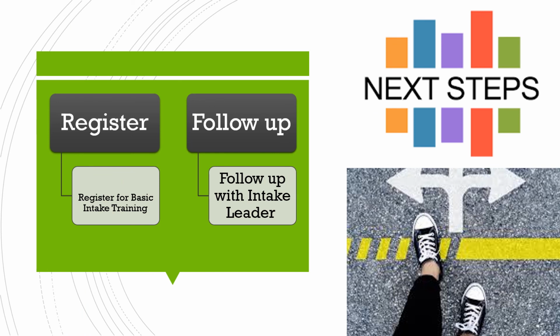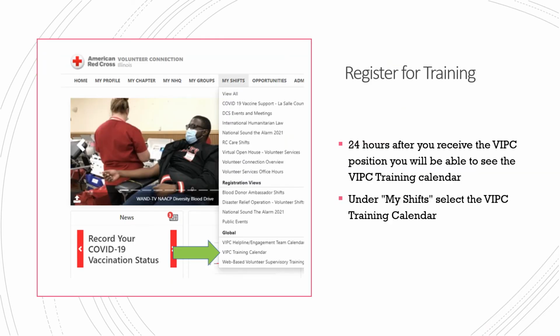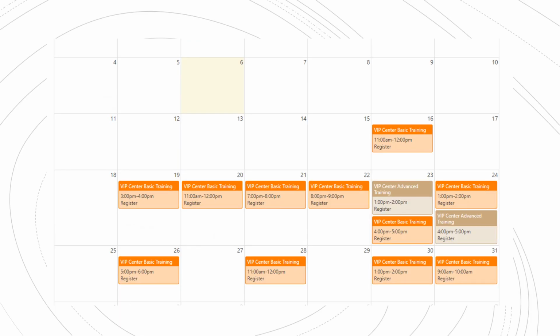Your next step is to register for and attend the VIPC Basic Intake training. After you've completed the Basic Intake training, you should follow up with your intake leader. 24 hours after you receive the VIPC position, you will be able to see the VIPC training calendar. Under My Shifts on your homepage, select VIPC Training Calendar. When the calendar opens, select a date and time that fits your schedule to register and attend the VIPC Basic Training.